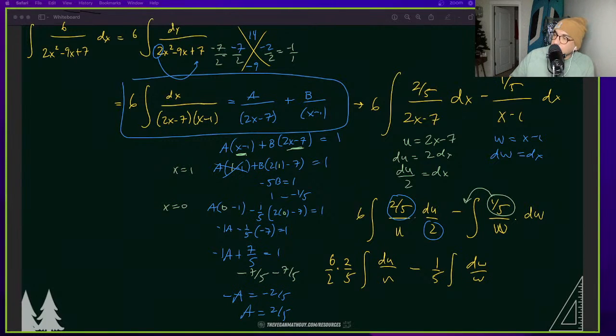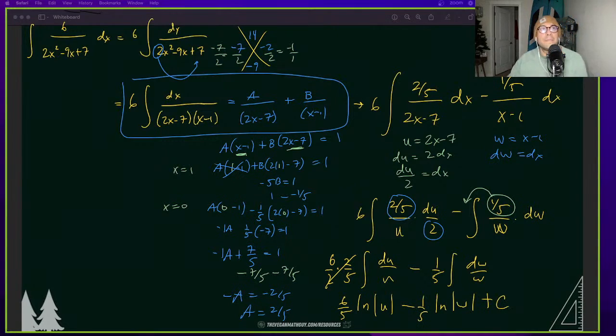Okay, that 6/2 and the 2/5, those 2's cancel out, so we're left with 6/5. And then now we can take the integral of that. That's natural log absolute value of u. Realize that's an ugly u, so let's change that. Minus 1/5 natural log absolute value of w, and then plus c. All right, not going to leave y'all hanging. I'm going to go ahead and change this up. Let's make this smaller, because I'm definitely going to plug in our u's and our w's.